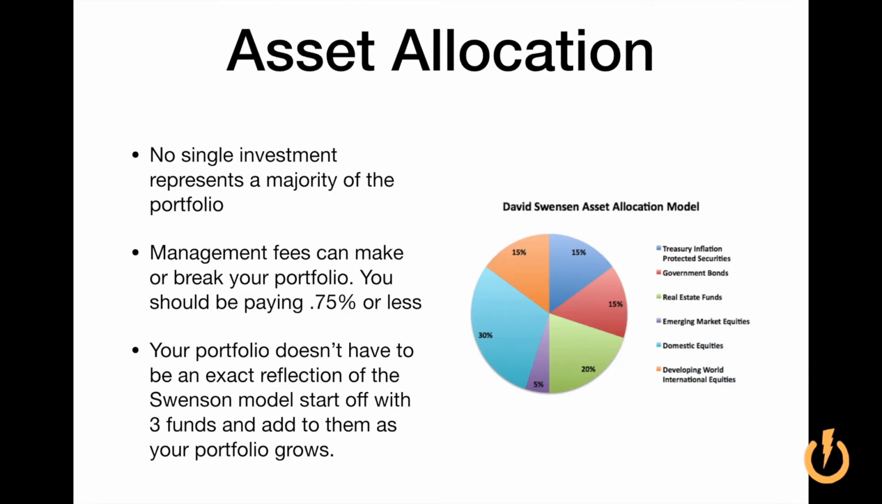On this slide, we're going to be talking about asset allocation. Asset allocation means that no single investment represents a majority of the portfolio. Management fees can make or break your portfolio. You should be paying less than a 75th of 1% for management fees for your portfolio. Otherwise, you risk having all your gains eaten by management fees. Lastly, your portfolio does not have to be an exact reflection of the Swenson model that I'm going to tell you about in a second. You should start off with 3 funds and then add more funds as your portfolio grows.